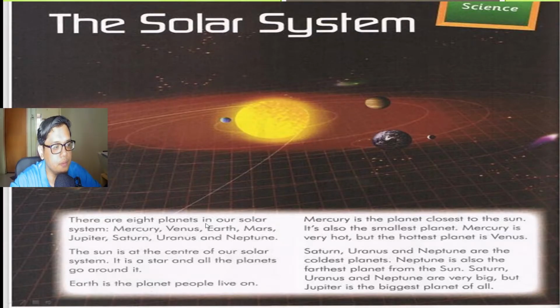There are 8 planets in our solar system. Mercury, Venus, Earth, Mars, Jupiter, Saturn, Uranus, and Neptune. The Sun is at the center of our solar system. It is a star, and all the planets go around it. Earth is the planet people live on.